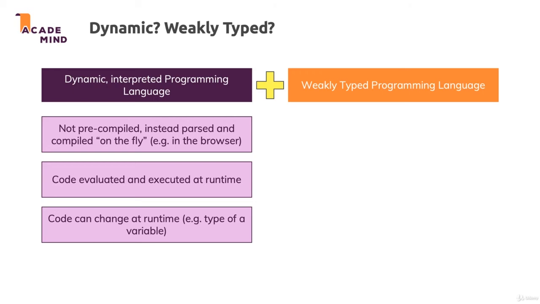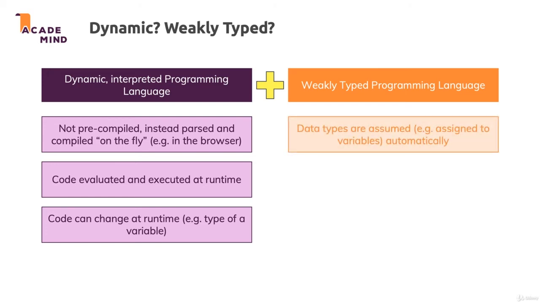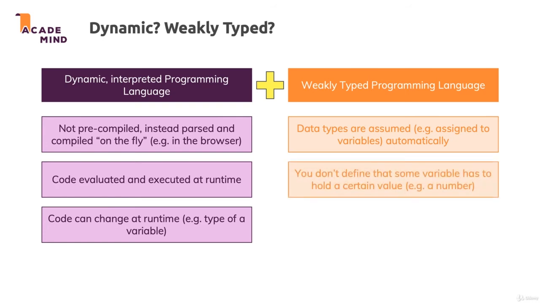Now, what about the weakly typed part here? This means that when we work with data in JavaScript, for example, text data or numbers, you don't have to tell JavaScript that you're going to work with a text now or going to work with a number now. Instead, data types are assumed, are inferred automatically, so to say. That's also related to this dynamic nature, where data types can also change from one line to another. Now, this might sound strange, but in other programming languages, you have to define the type of data a variable will hold in advance. In JavaScript, that's not the case.